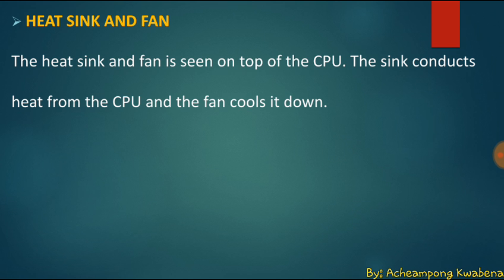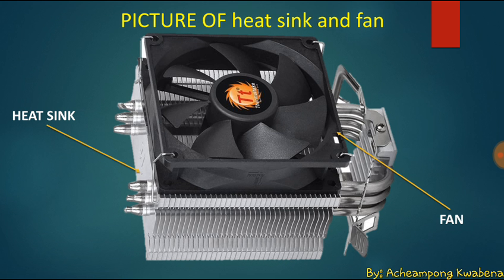Now let's have a look at how the heat sink and the fan look. So we have the picture over here. This is how the heat sink and the fan look. We have the fan on top, then the heat sink below. The heat sink is made of aluminium metal, and the fan on top is made of plastic. So when the heat sink conducts heat from the CPU, the fan will cool it down.